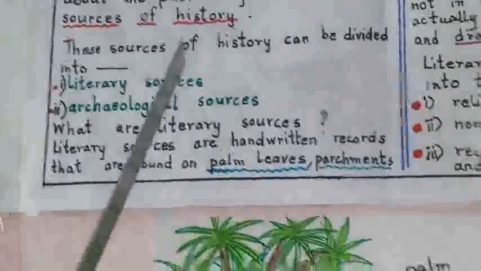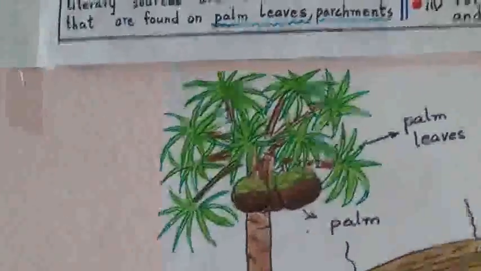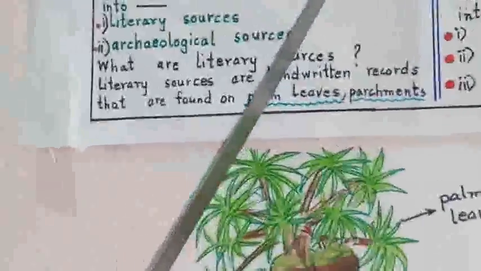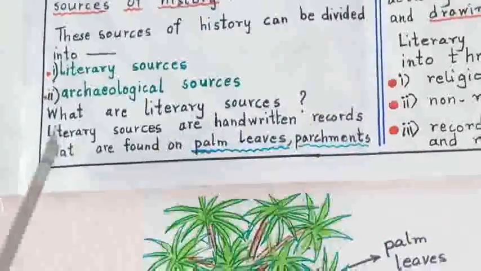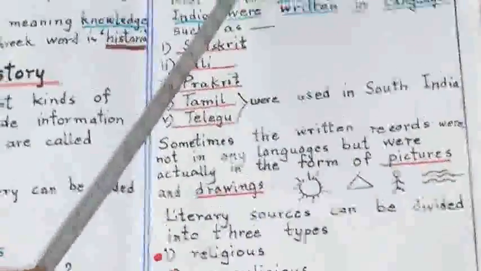Now, literary sources. What is the meaning of literary? Literary means concerning the writing, study or content of literature and kind of it. Now, literary sources are handwritten records that are found on palm leaves, parchments and barks.